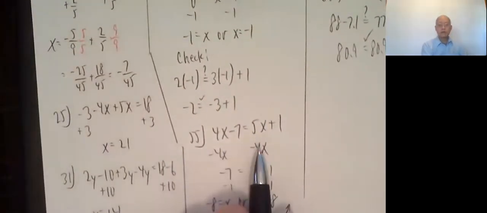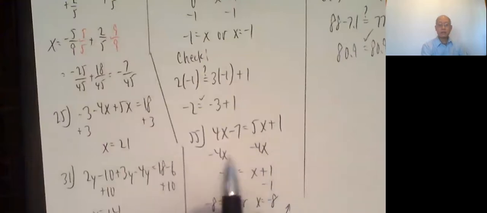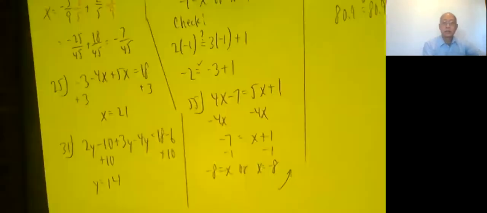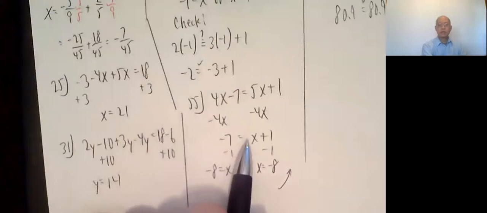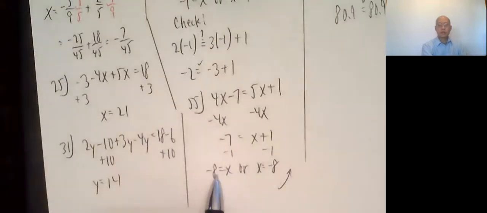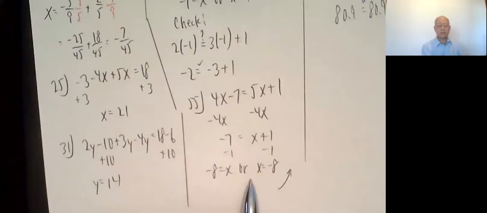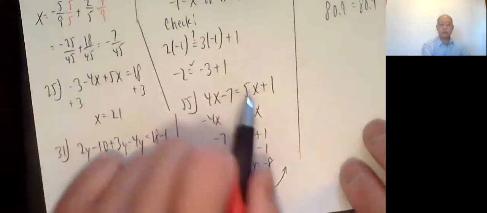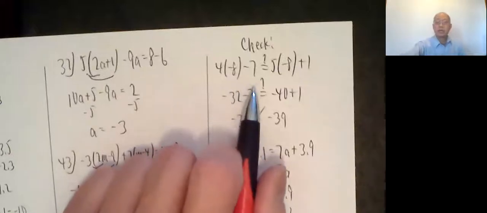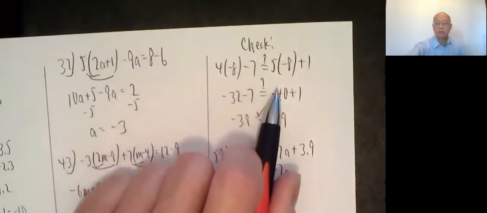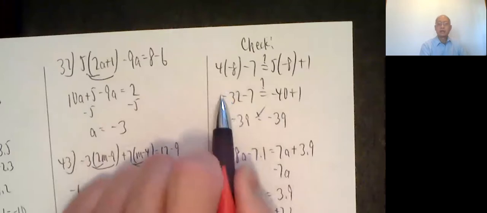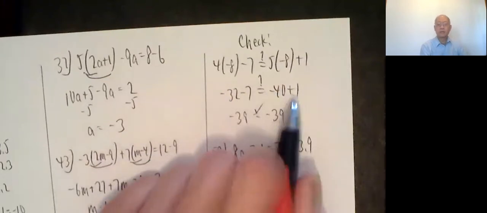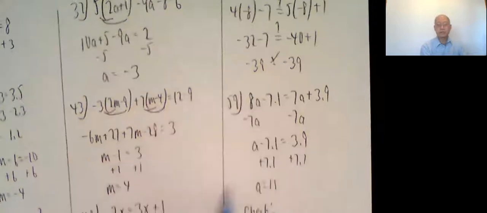Okay, 4x minus 7 equals 5x plus 1. Subtract 4x on both sides. So negative 7 equals x plus 1. Subtract 1. Negative 8 equals x, or x equals negative 8. We usually prefer to have our x on the left side, the variable on the left-hand side. Okay, I'll check that one also. So I check, I put negative 8 here and negative 8 here. 4 times negative 8 minus 7 equals 5 times negative 8 plus 1. Is that true? So negative 32 minus 7, that's negative 39 equals negative 40 plus 1. Negative 39 equals negative 39, so that works.